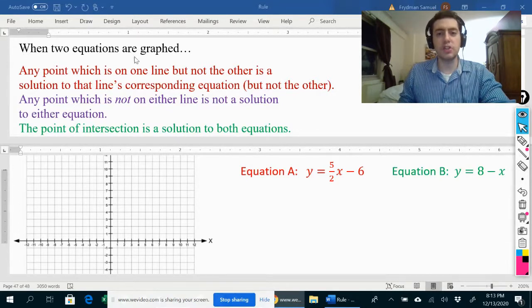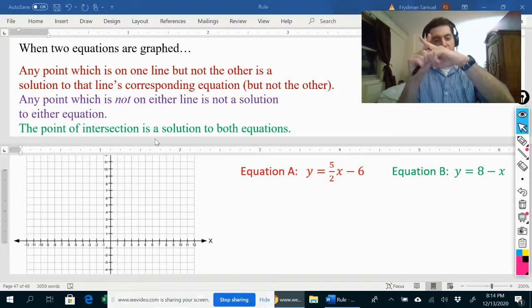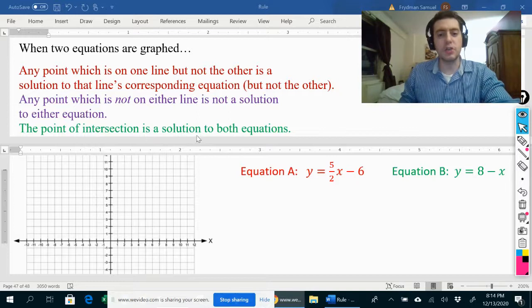When two equations are graphed, any point which is on one line but not the other is a solution to that line's corresponding equation but not the other equation. Any point which is not on either line is not a solution to either equation. And the point of intersection, that's where the two lines meet, is a solution to both equations.